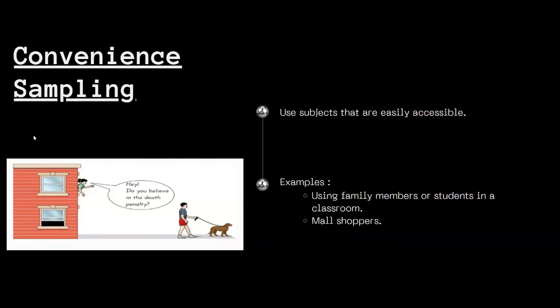Convenience sampling is a type of non-probability sampling that involves the sample being drawn from that part of a population that is close to hand. This type of sampling is most useful for pilot testing. This type of sampling uses subjects that are easily accessible. Convenience sampling examples are using family members or students in a classroom. And a second example is mall shoppers.